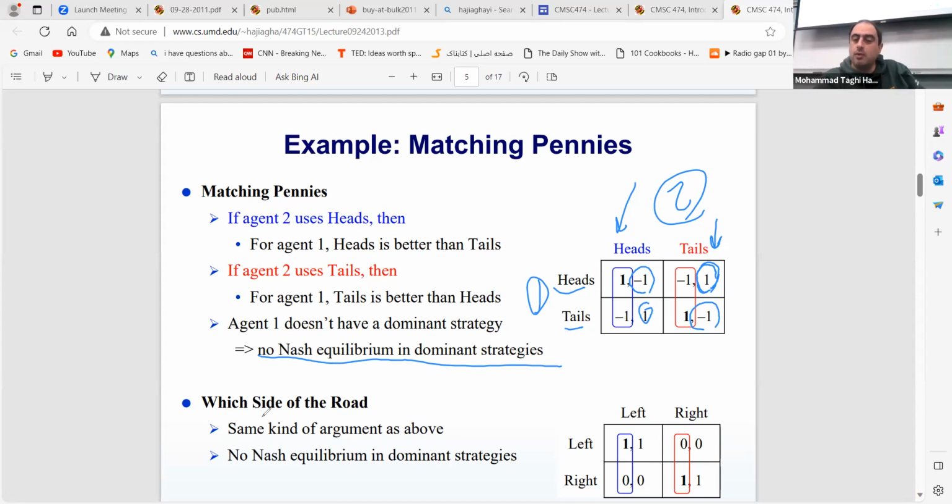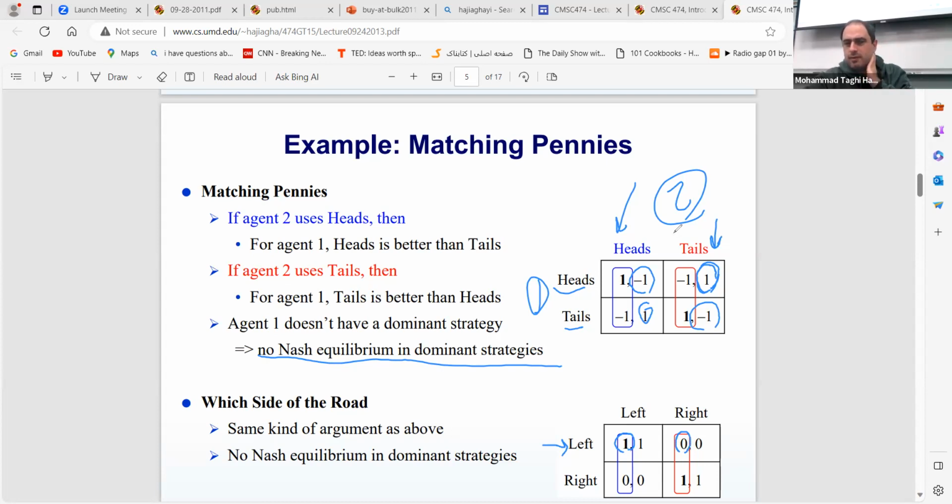The same thing also happens for which side of the road. For example, if you consider this person is doing left, then in this case he's getting 1 essentially here. But if this person is changing to right, then it gets 0 essentially, which is not necessarily a dominant strategy. Good. So these are some more examples of this.